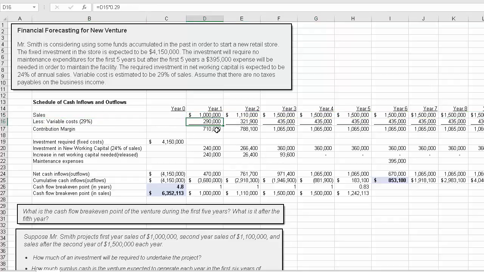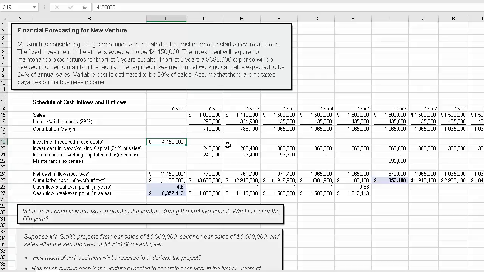All right, the variable costs are 29% of sales, so just take 29% of sales. And that leaves us the contribution margin, and we're assuming this is all cash, right? Which would make sense. Sales would typically be a variable revenue, a variable type relationship. As we sell more, we generate more cash. Same thing with variable cost. As we sell more, we need to incur more variable cost. Okay, so that gives us the contribution margin per year.